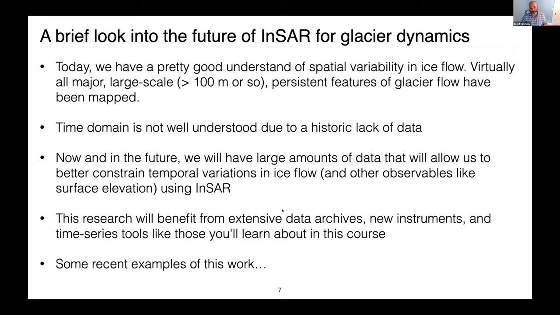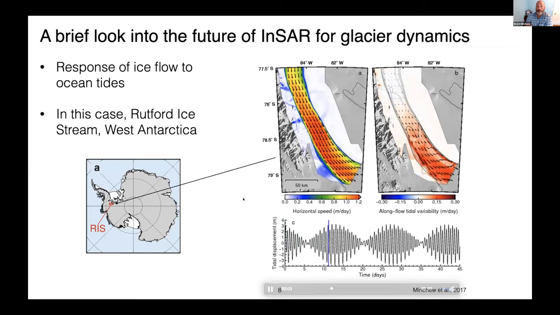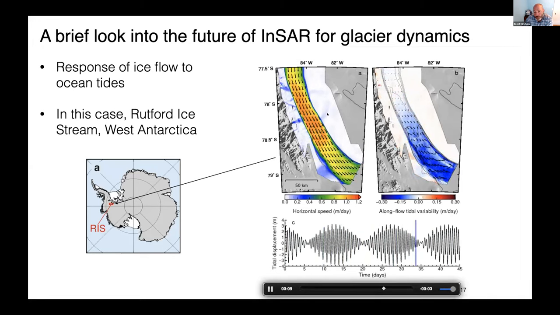Some recent examples of this work, I'm going to take the liberty of emphasizing our own work within the field. This is some stuff that we published a few years ago now. It feels like ancient history, but it was, I think, one of the first time-dependent velocity fields that we got of an entire ice stream. So going back to Rutherford ice stream, which is the original image that I showed in the Goldstein paper, that area of interest is located right around in here.